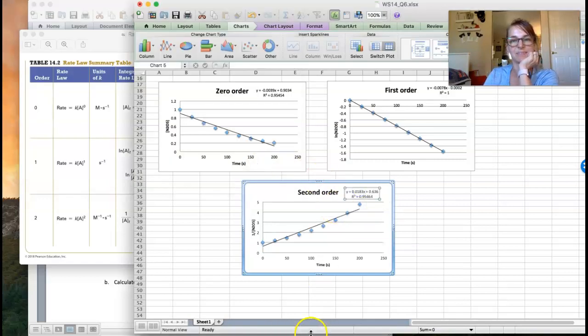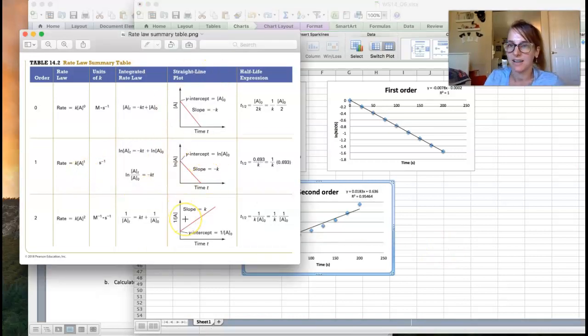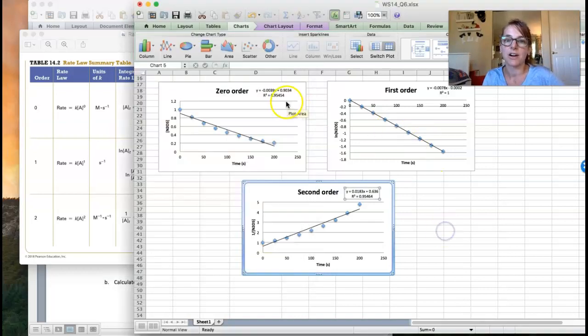All right. So what we see here, the whole point is when you plot the data, if you get a straight line, then that reactant is following that order of kinetics. And the way we can see that by analyzing the data is to look at the equation of the line and the R-squared value. The R-squared value tells you how good of a fit you have. We just performed linear regression analysis.